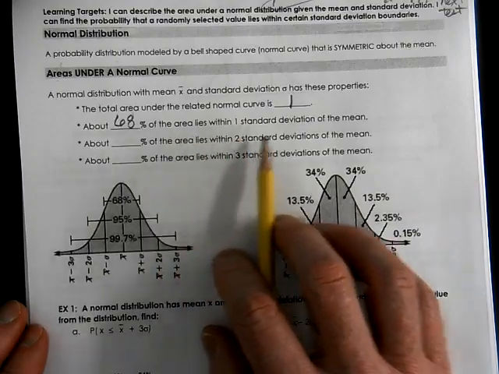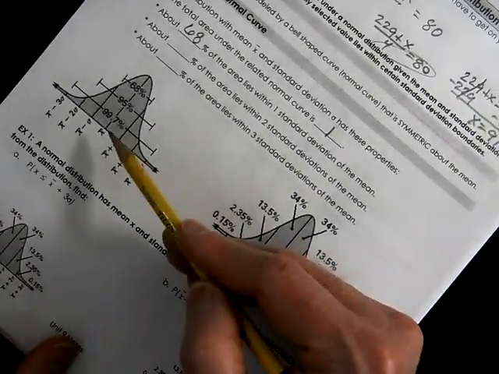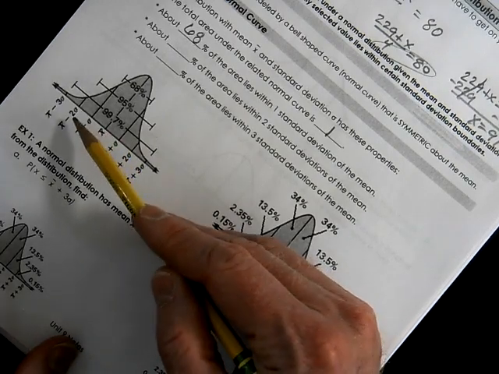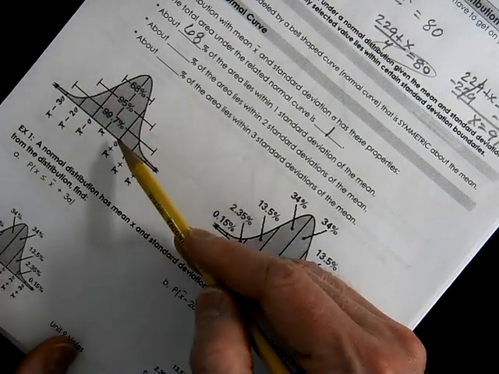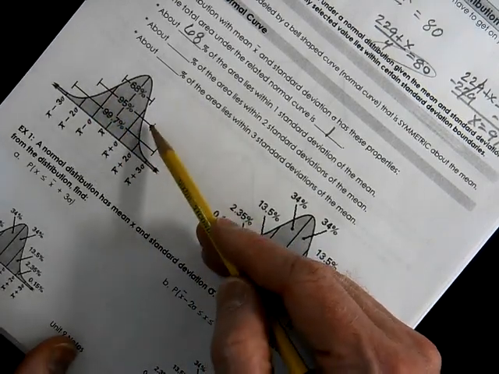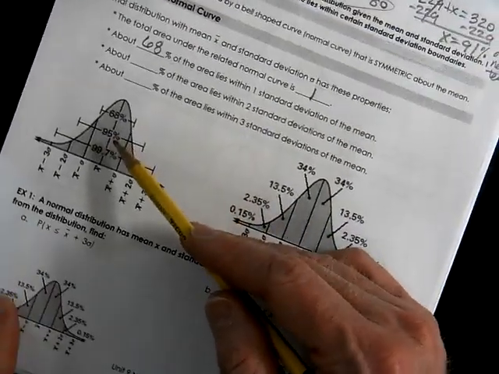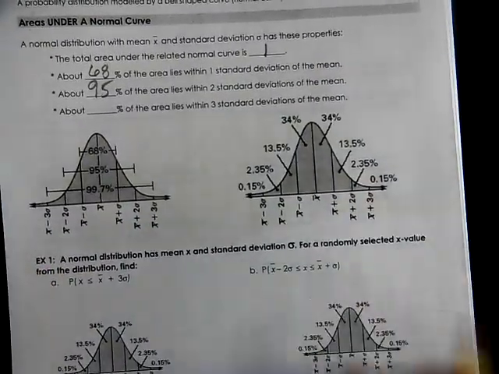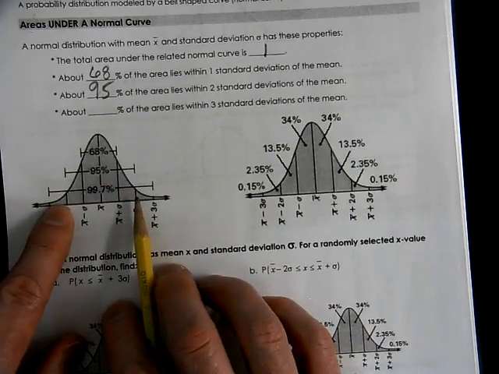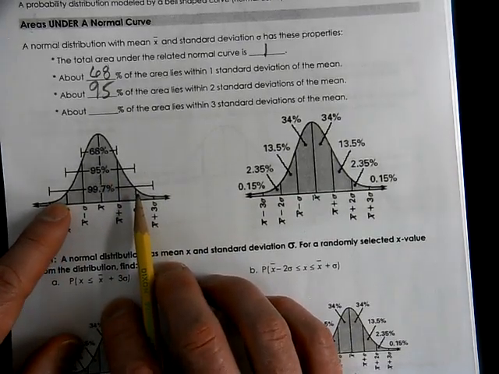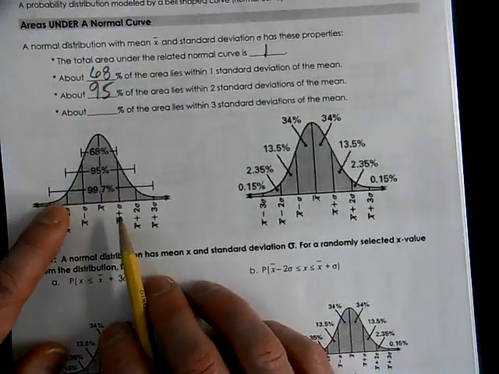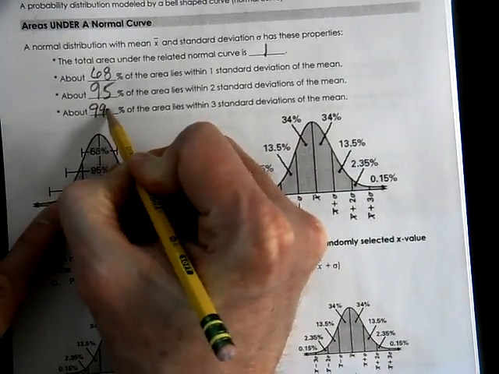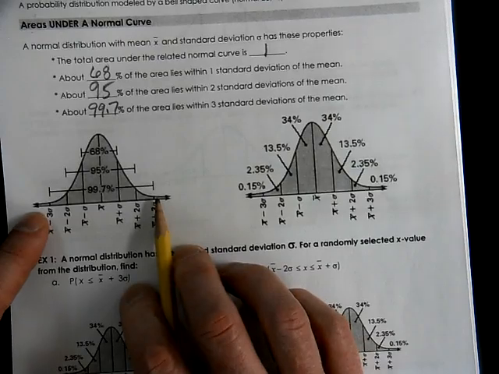What percent of the data is within 2 standard deviations? There's your average, your mean. 1 standard deviation, 2 standard deviations goes way out here. 1 standard deviation, 2 standard deviations above the mean goes way out here. And you'll see that that is 95%. 95% of all the data should land within 2 standard deviations if it's truly normally distributed. And then 99.7% of the data will land within 3 standard deviations.